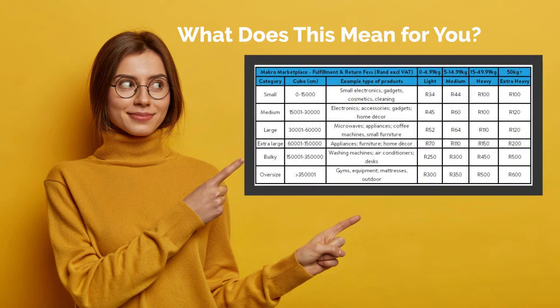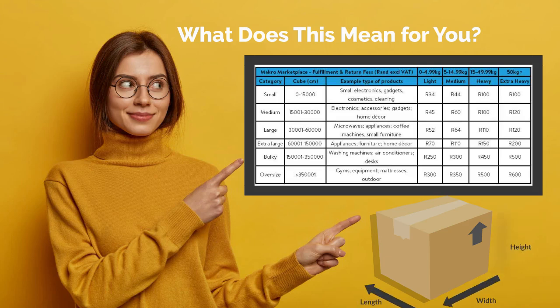Here is a rate card which explains how the fees will be calculated. The fee is based on both the cubic dimensions and weight of your products, meaning they will be calculated based on the length, width, height, and the weight of the product. To help you understand the fees per unit, we have provided a fees calculator to help you estimate the fulfillment fees based on your product size and weight. Let's walk you through how to use it.